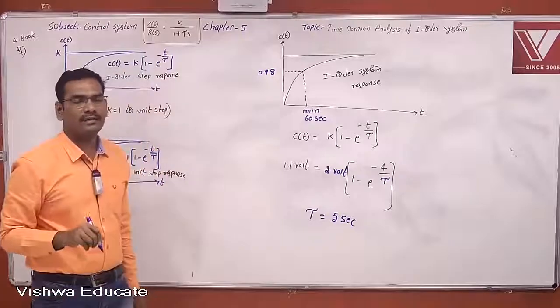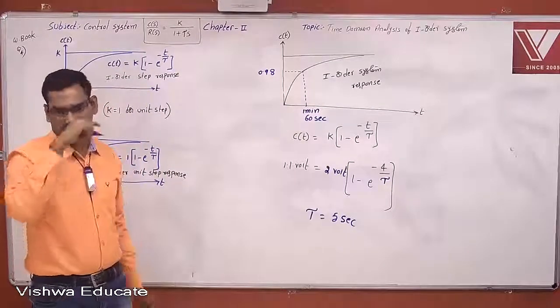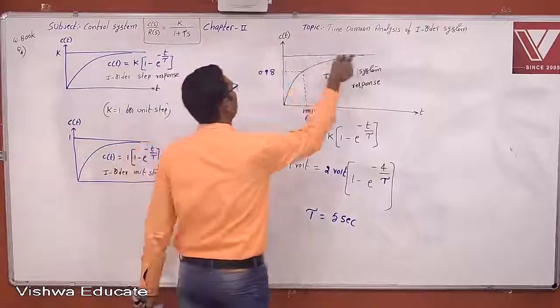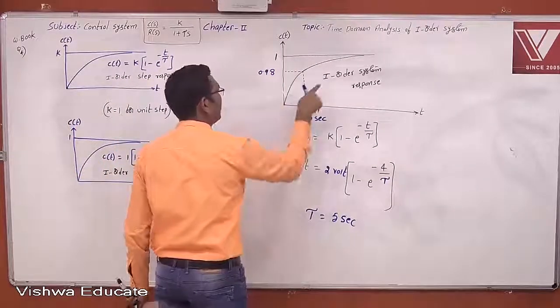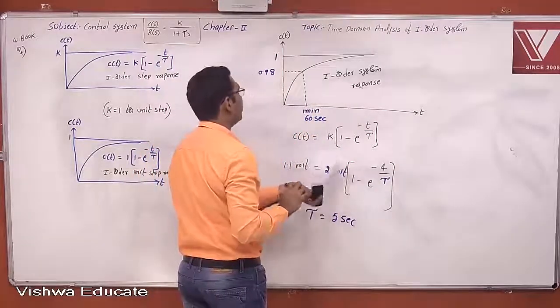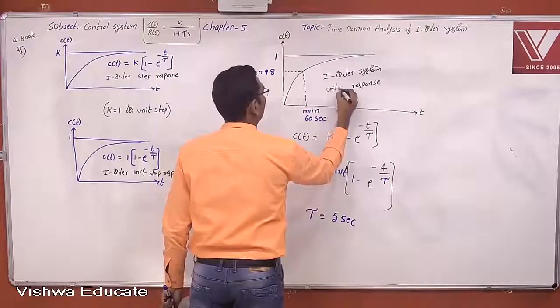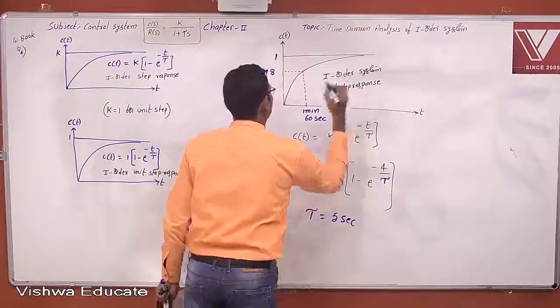In the question, 98% of the unit step is mentioned, which is very simple. A unit step means the steady state value is 1. The question itself gives the first order system, and this is a unit step, therefore a first order unit step response.